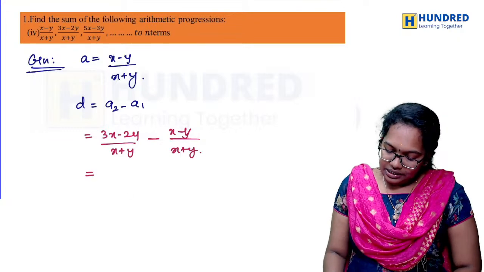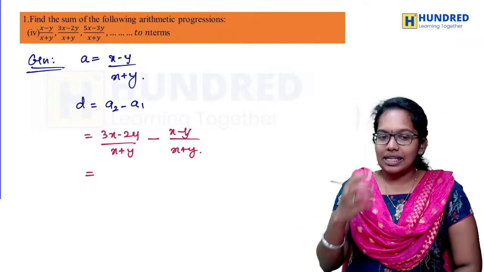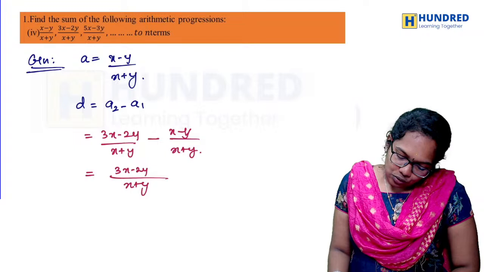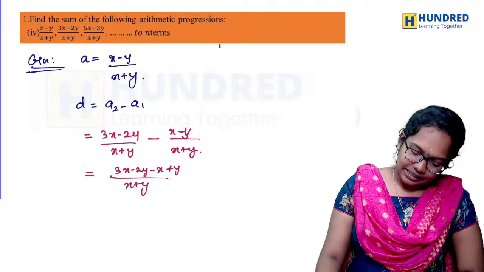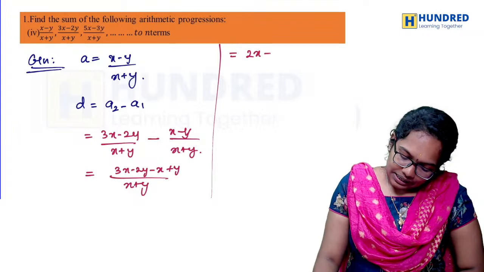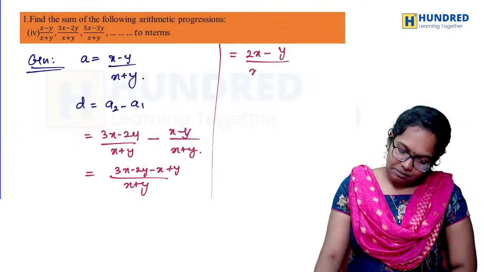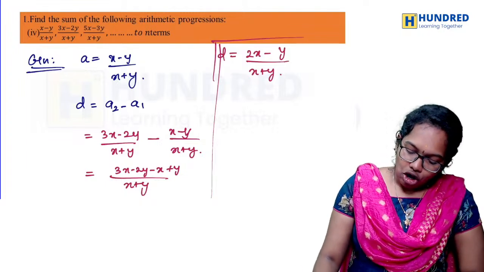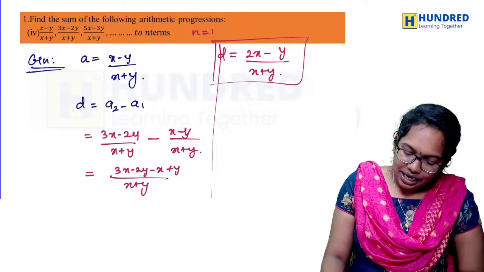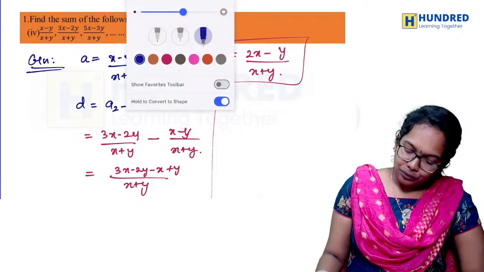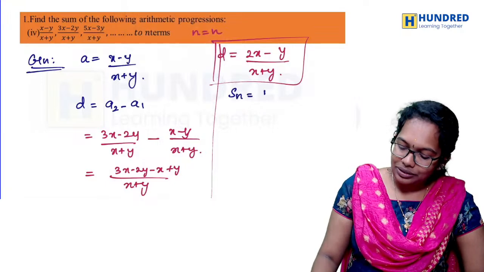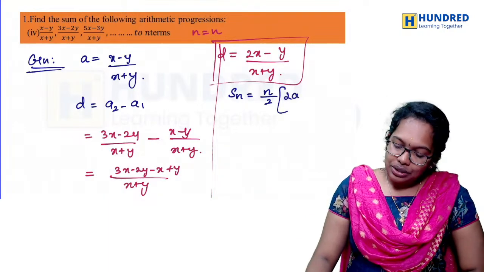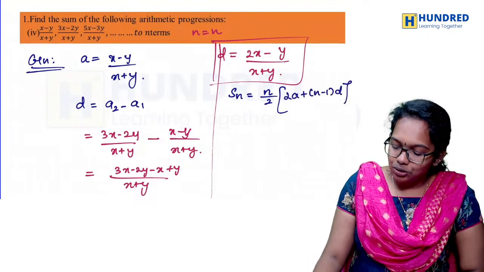So when you take these, the denominators are the same, so we can go by x + y. Here it will be 3x − 2y − x + y. So it is simply (2x − y)/(x + y). So this is your d value, your common difference value, and they have given you n terms. Now you have to find the sum of n terms, Sn = n/2 (2a + (n − 1)d). This is what the formula is.